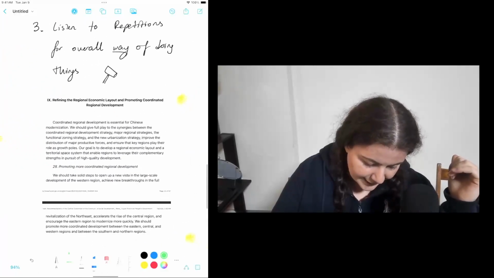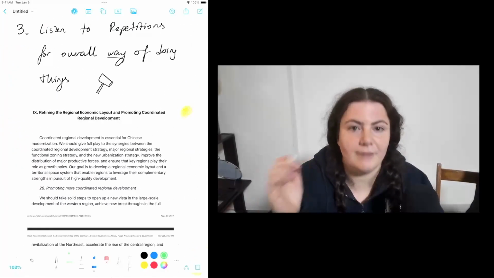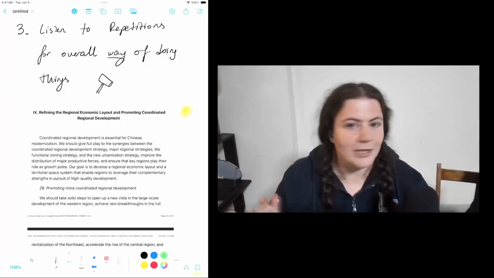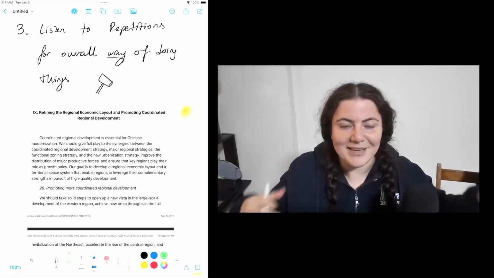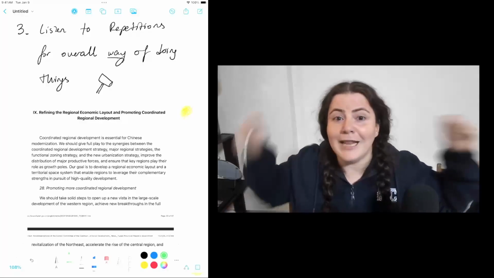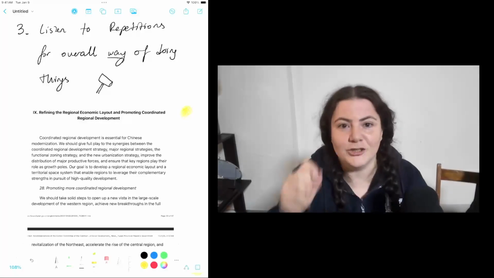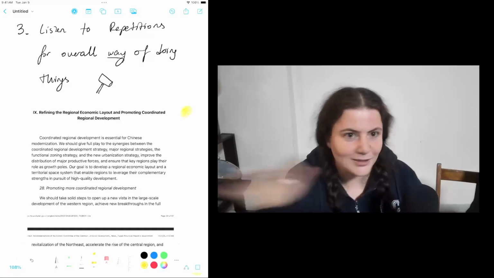Now, the third pointer I have is to listen to the repetitions for an overall way of doing things. Let me tell you, we're going to see it together in this example, they are not subtle about that. When they're repeating something, when they want to get a message through repetition, they will hammer you over the head with it. So it's not subtle at all. Let's look here. Do not take a shot every time they write "coordinated" because you will die of a coma instantly.